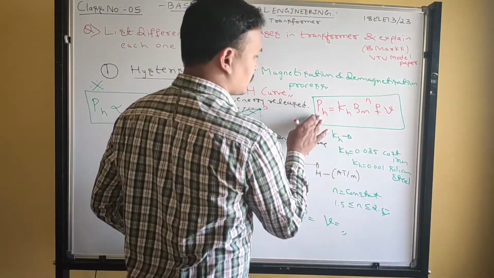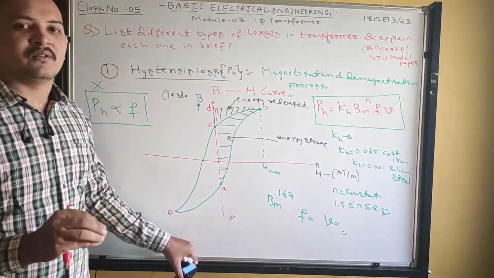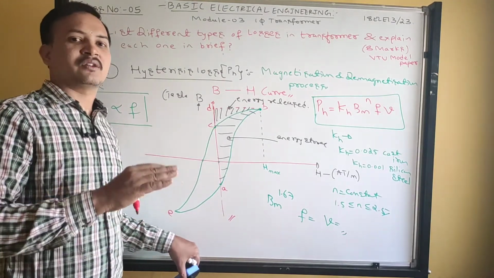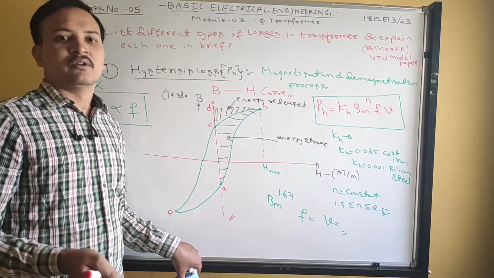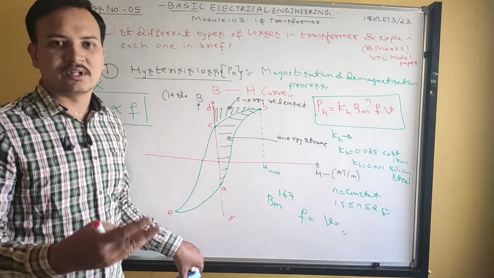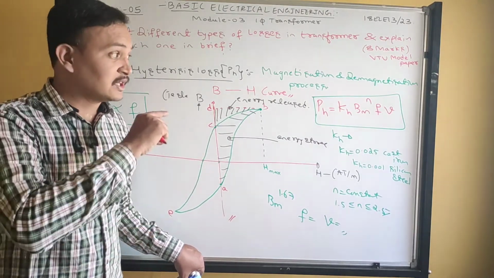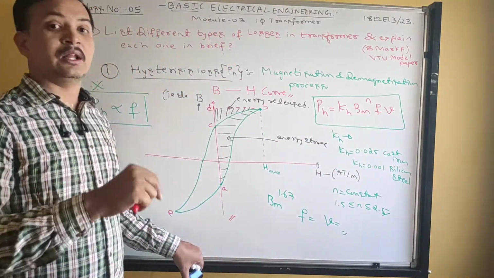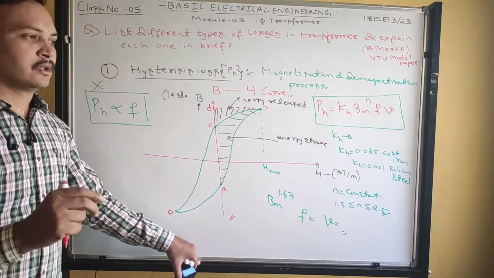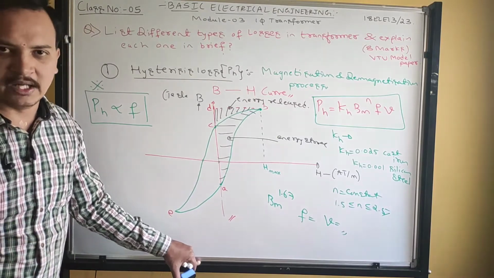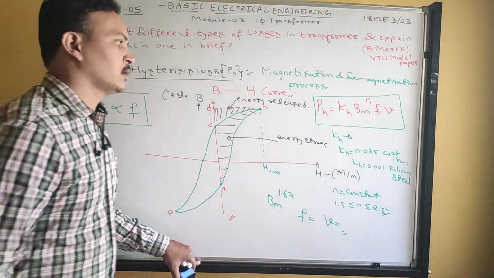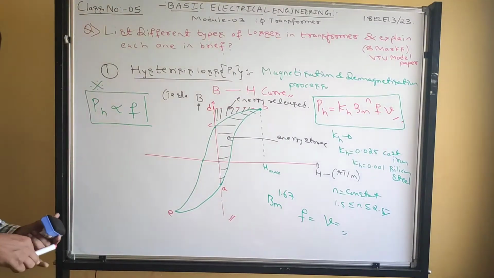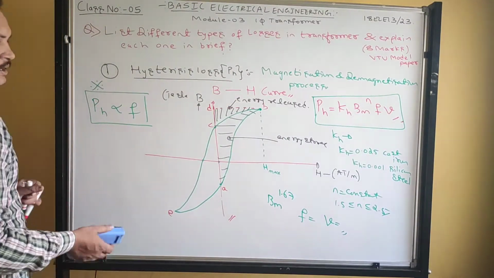Since the hysteresis equation is independent of the loading current, this loss will not vary whether load is there or not. It won't change; it changes only within the design parameters, depending on which material you are going to select. That material decides how the losses vary. Okay, got it? So fine. Hysteresis loss is directly proportional to the frequency.